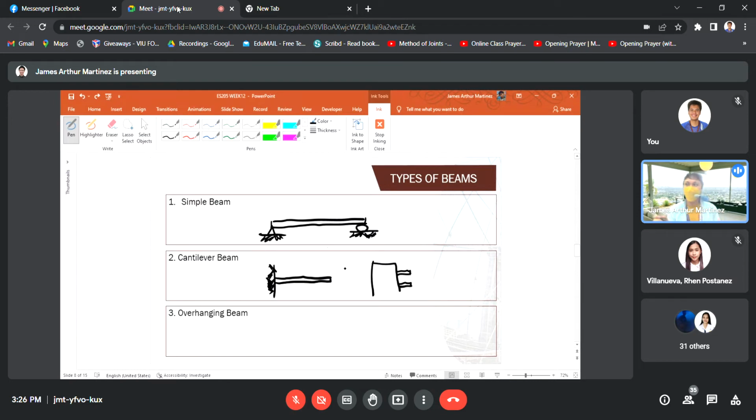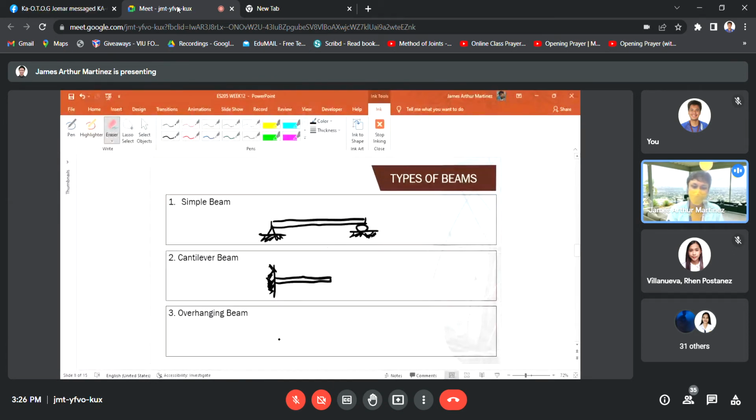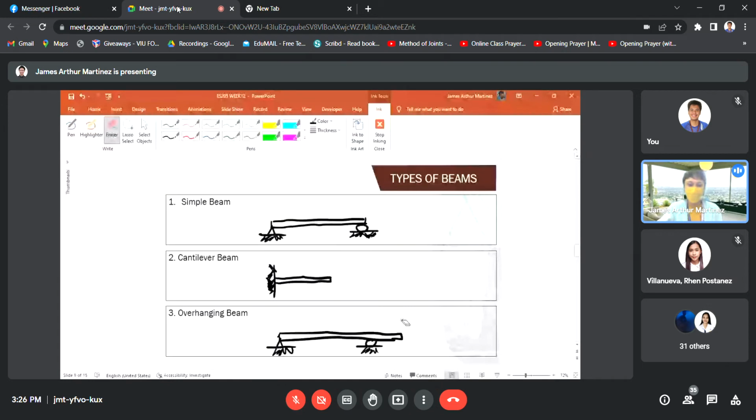So, take note that when you have a cantilever beam, it is supported at one end only. Then, for an overhanging beam, this is just actually a simply supported beam with extension, no? Or its other end is extended, or both ends. So if it overhangs at both ends or at both supports, then that is also considered an overhanging beam, or at one end only. That is also a case of an overhanging beam.